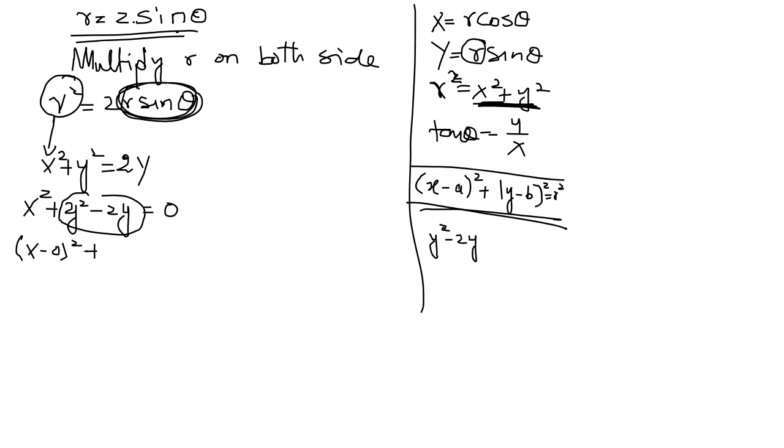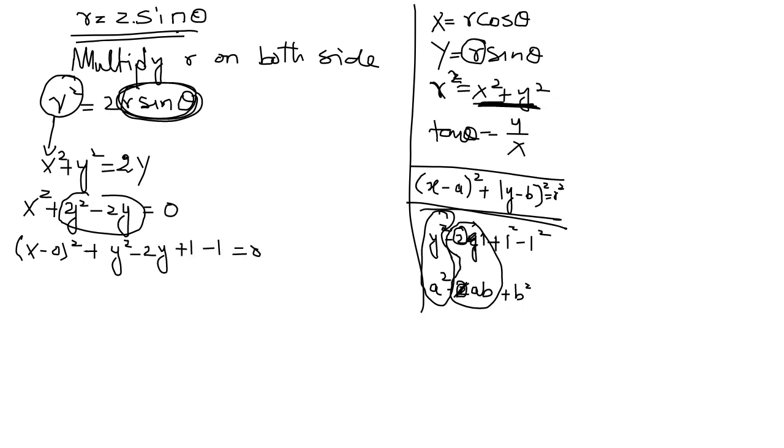What should I add to complete the circle? There is a formula: a square minus 2ab plus b square. This is a square, this one is a square, and this minus 2ab plus b square is missing. This is 2, this is 2, this is y, this is y, so b is 1. I need 1 square here. If I add 1, I should subtract 1 here. So y square minus 2y plus 1 and minus 1, that is equal to 0.